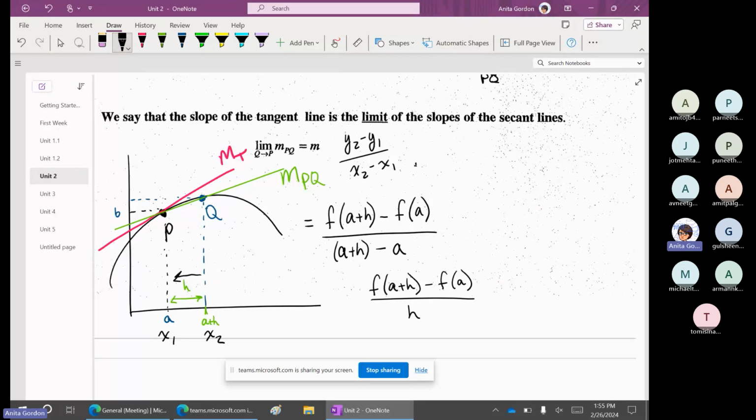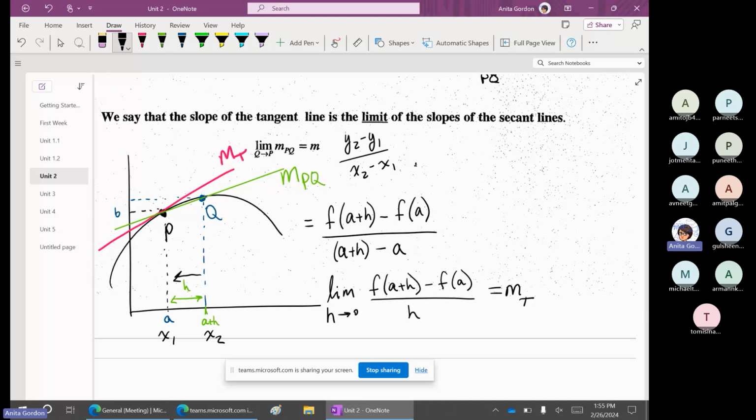This limit, the limit as h approaches 0, that's how we express this in English language. The limit as h gets closer to 0 is the difference in height over the difference in width. And this is going to give us the slope of the tangent. As P and Q get closer and closer together, as that distance gets smaller and smaller, then we're going to get the slope of the tangent.